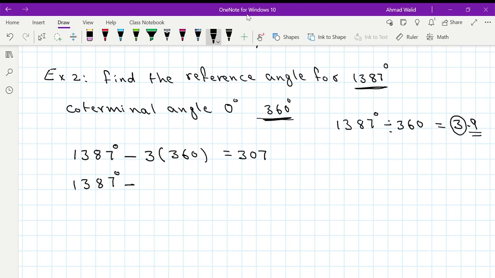3 times 0 gives you 0. 3 times 6 gives you 18. 3 times 3 is 9. 1080. And if you subtract, you end up with 307, right?